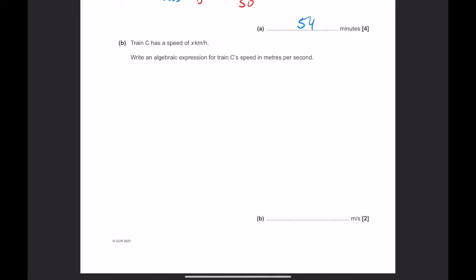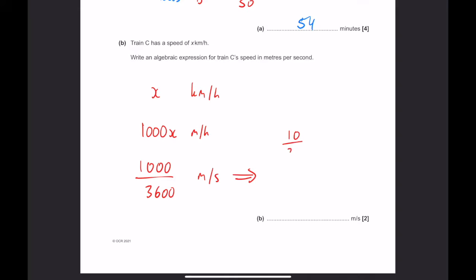Train C has a speed of x kilometers an hour. Write an algebraic expression for train C's speed in meters per second. So x kilometers per hour. To get this in meters per hour, that's going to be 1000x meters per hour. And to convert from hours into seconds, we're going to have to divide by 3600. So it's 1000x over 3600 meters per second. And we can simplify this by dividing by 100, first of all, which gives us 10x over 36, which can be 5 over 18 x meters per second.